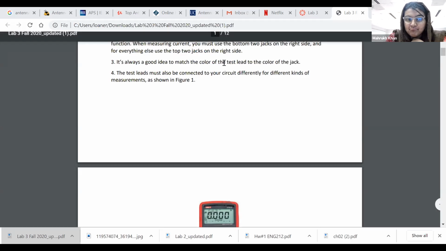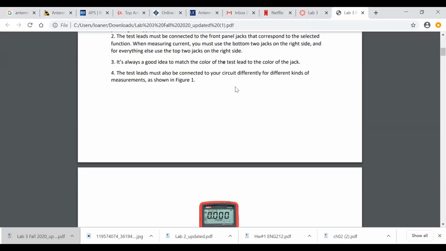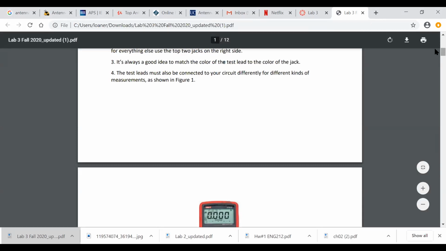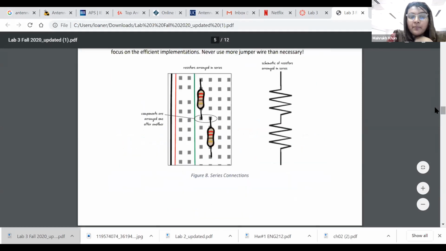Okay. So for this lab, how many circuits are there in total that we have to make? Is it just the 3 that we did? Yes, 3 of them. Okay, 4 of them.